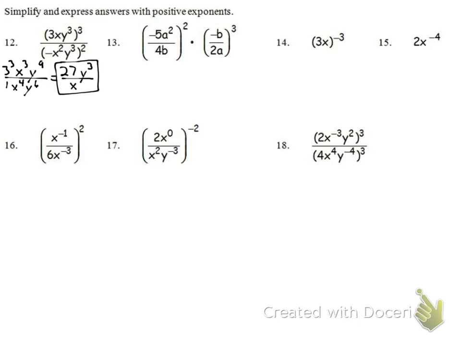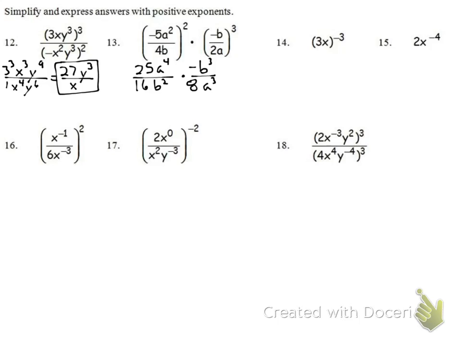For number 13, I'm going to simplify each of the separate terms, then multiply them together. Negative 5 squared is 25. A squared squared is a to the 4th. For the bottom, we get 16b squared. We multiply that, I get negative b to the 3rd, and that stays as a negative because negative 1 cubed is negative 1. And then we get 8a to the 3rd.